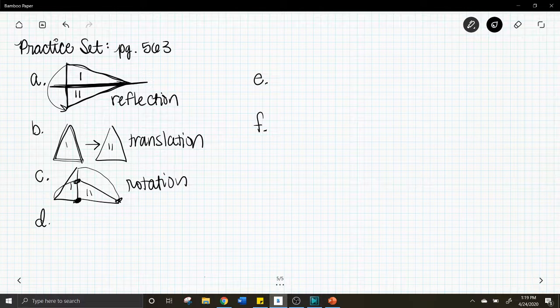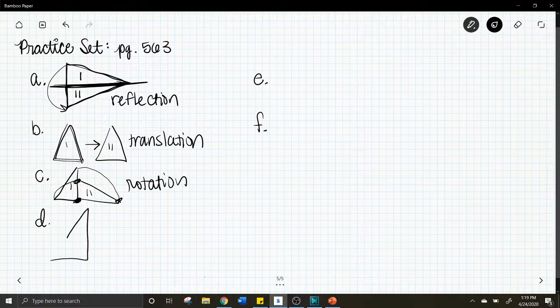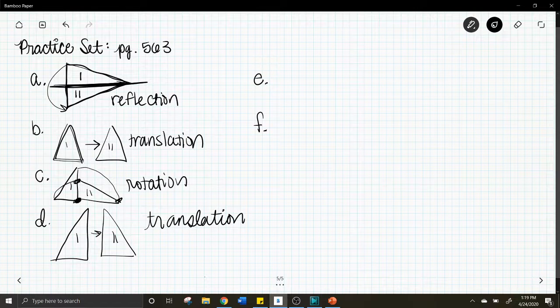Letter D, what happened here? So we've got our first triangle, then we have our second triangle. How did this happen? So let's think of what could happen. Remember when a triangle just moves laterally, that would have been a translation, but the points aren't in the same spot, so it looks like we have a second type of transformation. So it was translation and reflection.